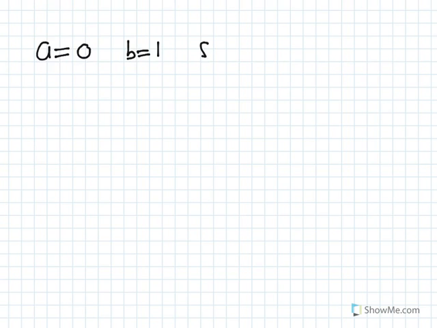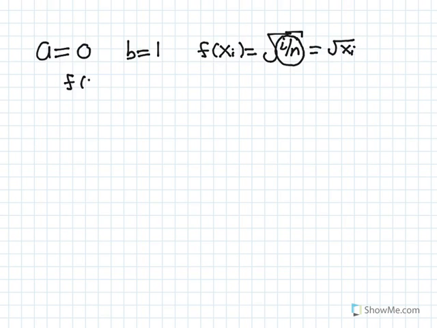We have f of xi is equal to root i over n. And i over n, that's just the x values. So that's equal to root of xi. That means we have the function that we're going to use for the definite integral. That's f of x is equal to root x.